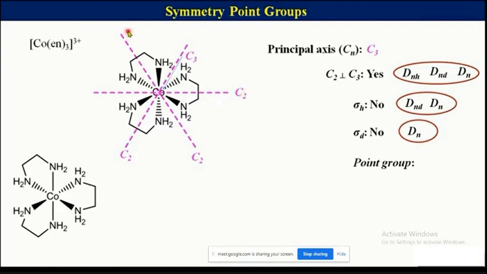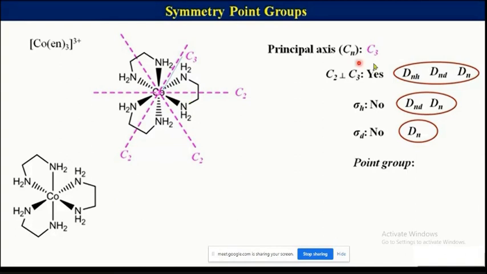Okay, this one is the C2 and this one is the C2. This violet line you see, and this arrow, I have drawn it. It is a C3. It means if you pass the C3 axis through cobalt and try to rotate the molecule with C3, then you will come to know that C3 is present, right? And of course C3 is perpendicular to C2.